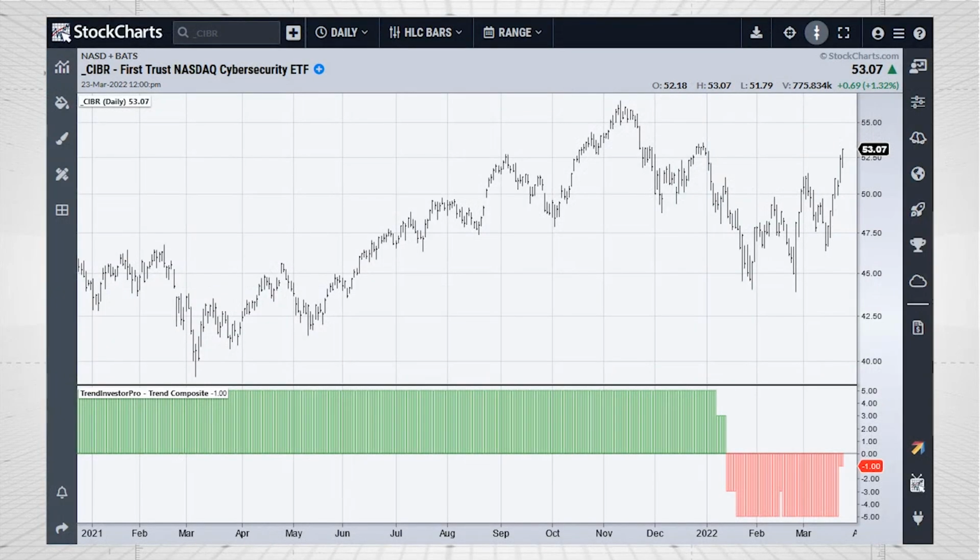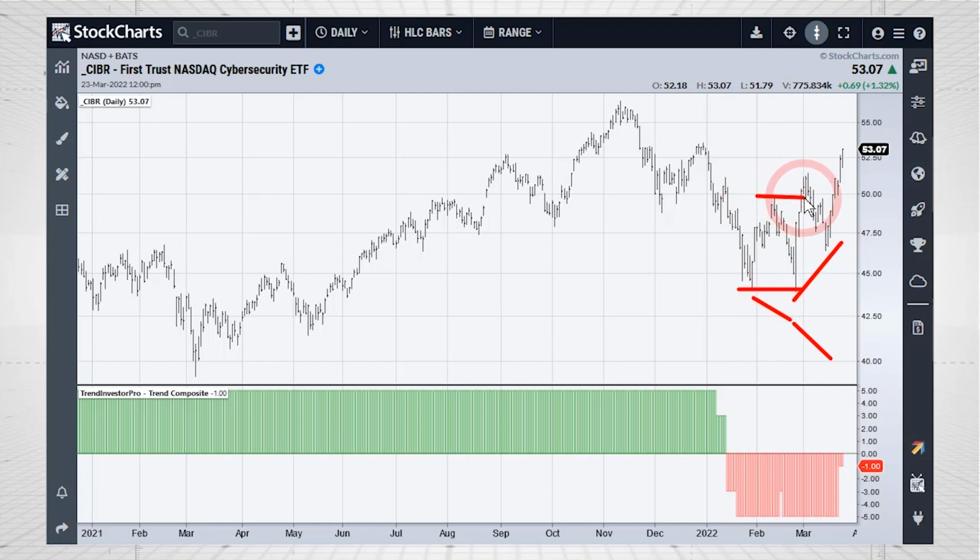So if we look at some of these price charts here, I've got the trend composite here on the lower indicator window, and this is Cybersecurity ETF, CIBR. But what I was noticing at trendinvestorpro.com was cybersecurity was holding up better than the other tech-related ETFs. First of all, you can see it basically held the January low in February, and then it formed a higher low from February to March. And during this period, most tech ETFs, software, cloud computing, and such were making lower lows. So this showed relative strength.